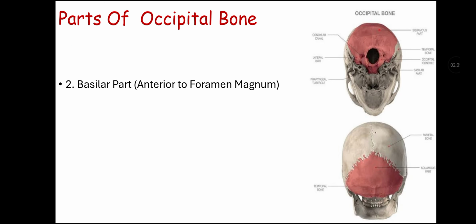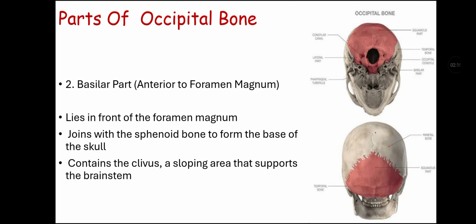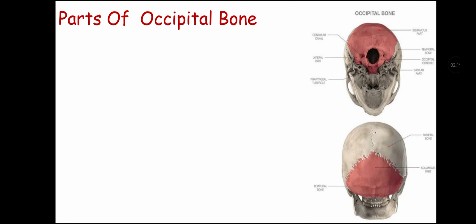Next part of occipital bone is basilar part, that is present anterior to foramen magnum. It lies in front of foramen magnum. It joins with the sphenoid bone to form the base of skull. It contains the clivus, that is a sloping area that supports the brainstem.